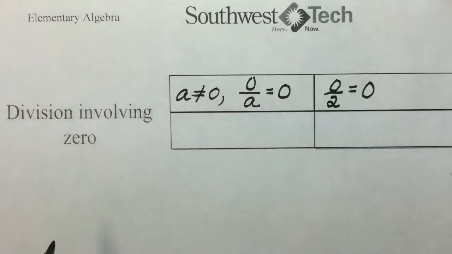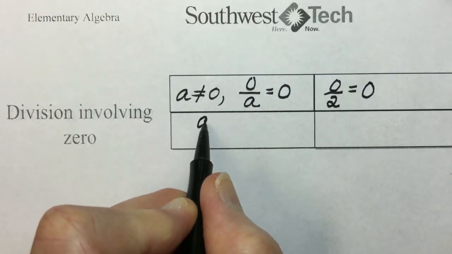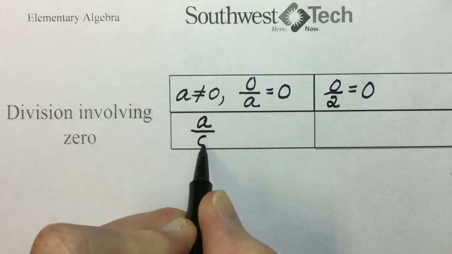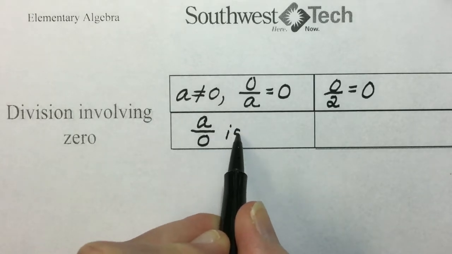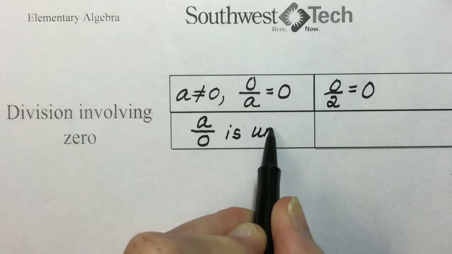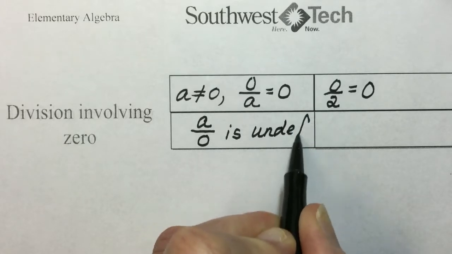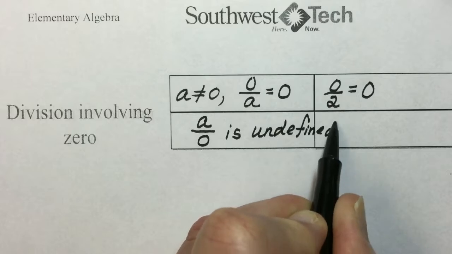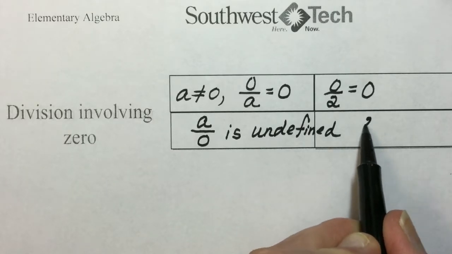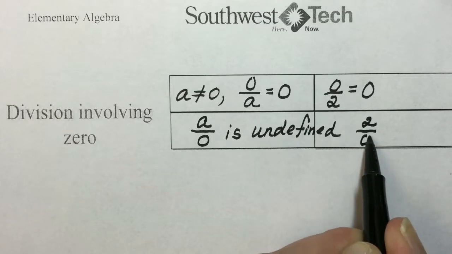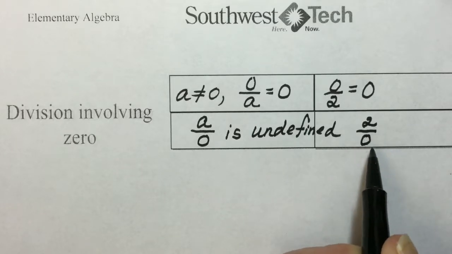If we have the reciprocal arrangement where we have a number divided by 0, in the math world, this is called undefined. And an example of that would be if we had 2 divided by 0, it's not possible.